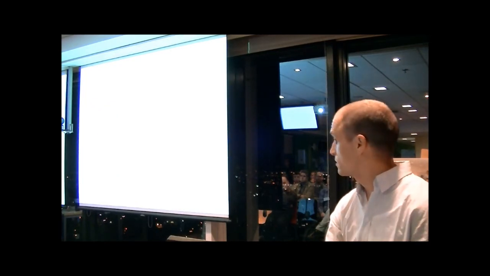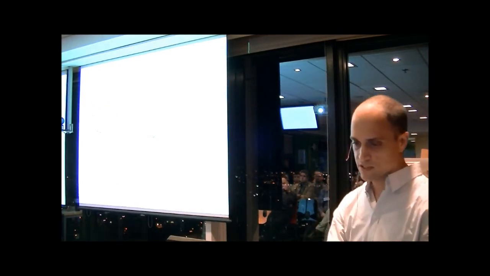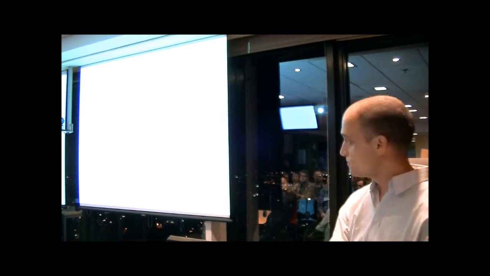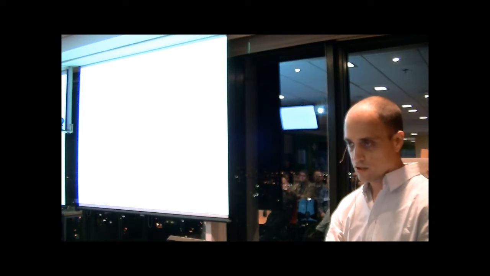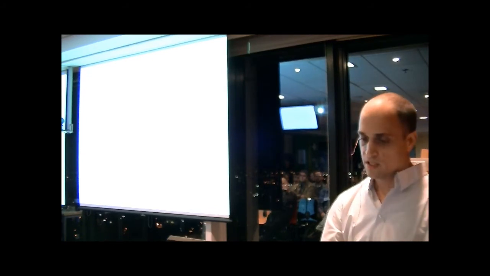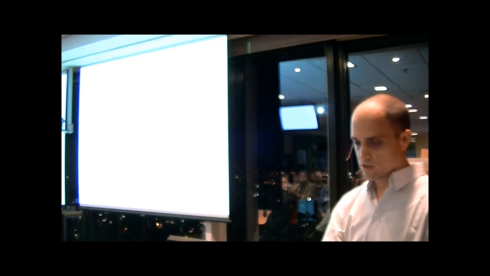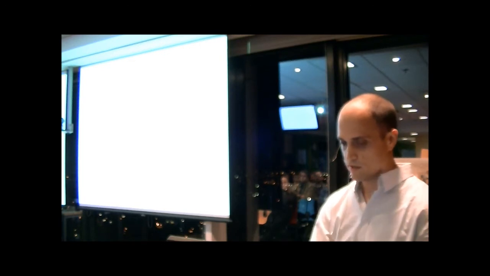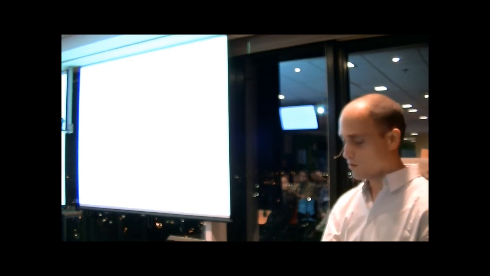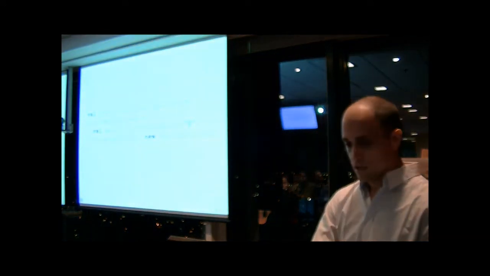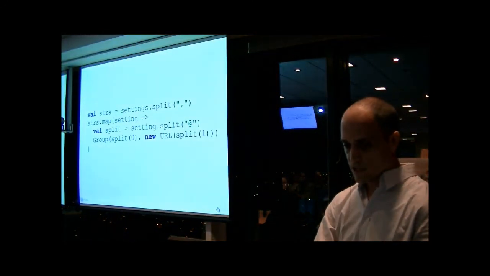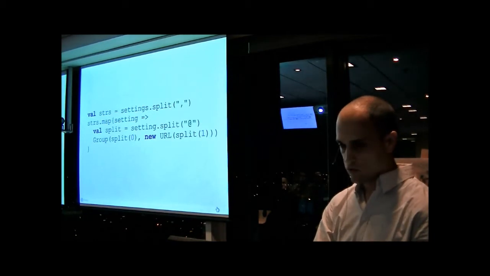And this is how it looks in Scala. So first we split the string with a comma, and then we call map on the array of strings. We pass it an anonymous function with a single argument setting, and again, because of type inference, because we invoked map on an array of strings, the compiler knows that setting is an argument of type string. In the body of the function, we split with the @ sign, and we create a new group instance.